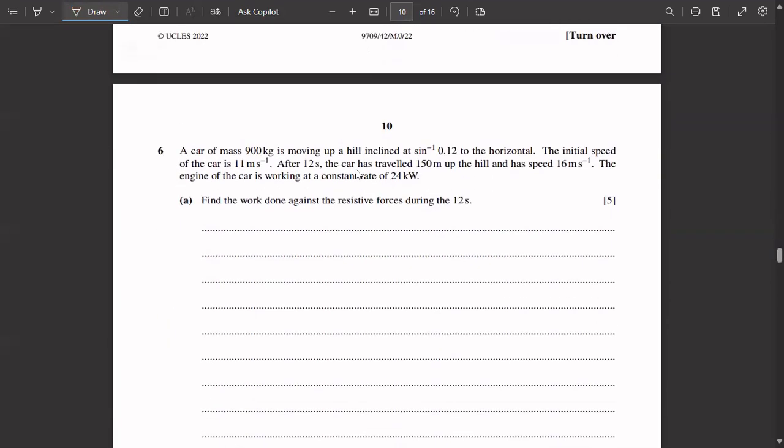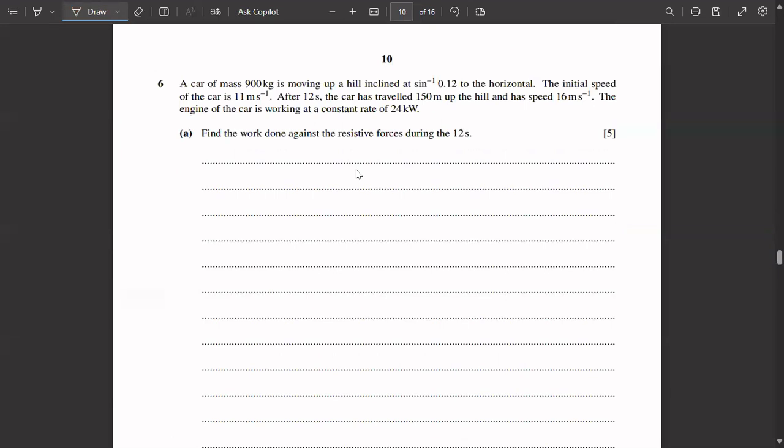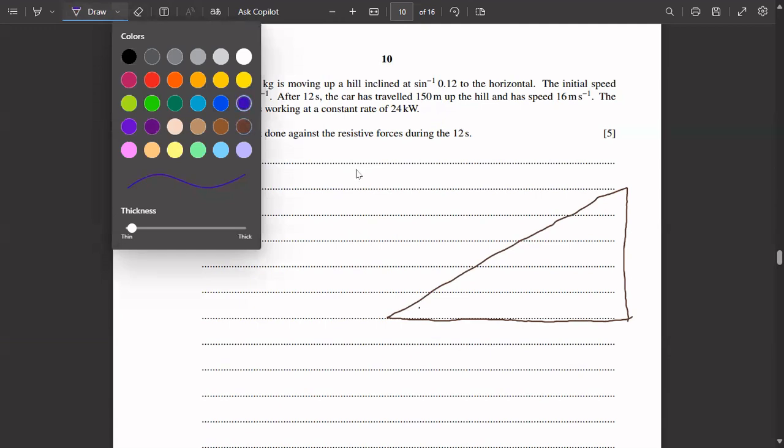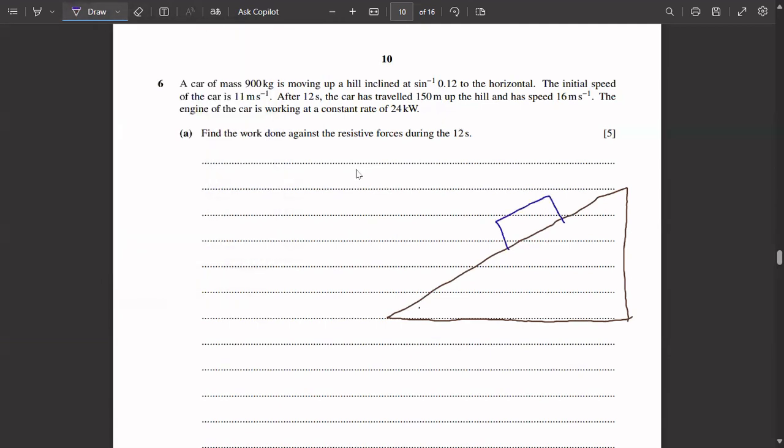Sixth question. A car of mass 900 kg moving up a hill at an angle. Okay, let's start drawing. As soon as we see horizontal road, inclined hill, we should start making the diagram. So this is the diagram right here. Car. Let's draw the car. The mass of the car is 900 kg. That means the weight will be 900 into 10, because weight is mg, which is 9,000 Newton.